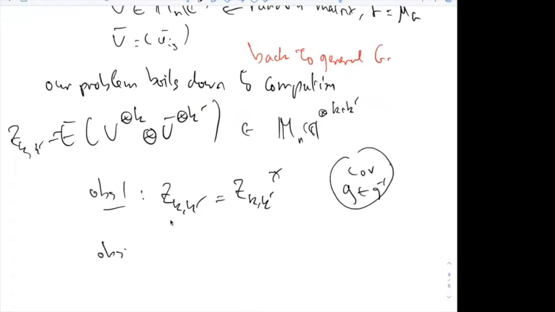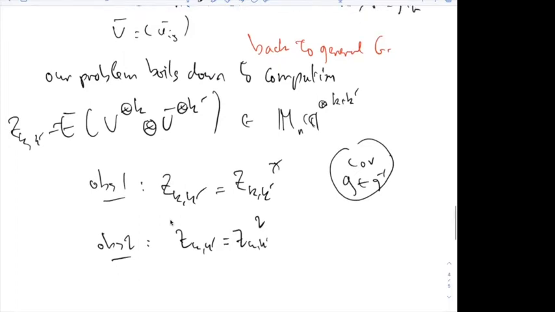Observation 2 is that actually Z K prime is a projection. To prove this, I just make a change of variable, G replaced by U times G. What I get is Z K prime equals U times K times U bar times K prime times Z. And then I reintegrate once more. So this is a projection.